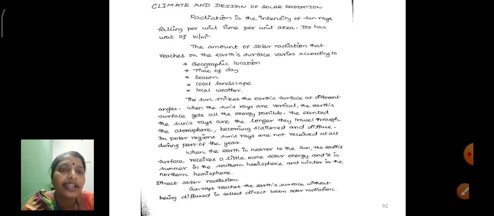And then next one, direct solar radiation, that is sun rays reaching the earth surface without being diffused, is called direct beam solar radiation.